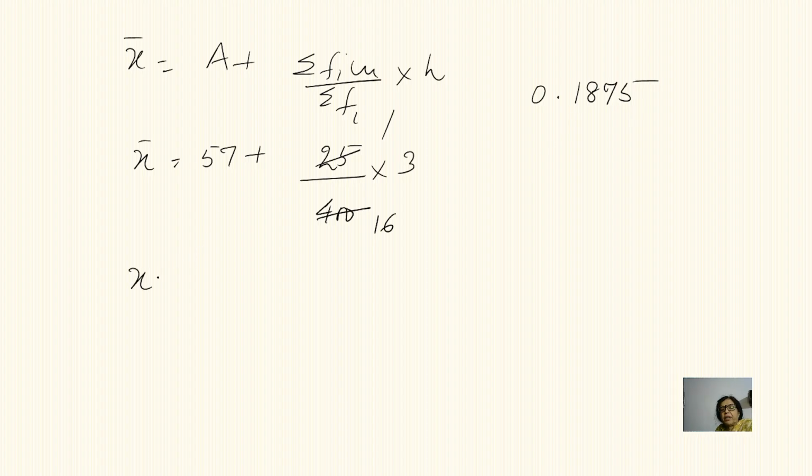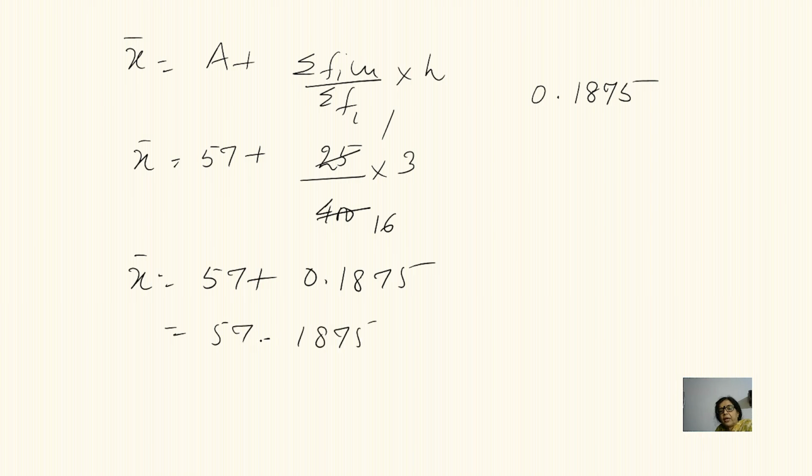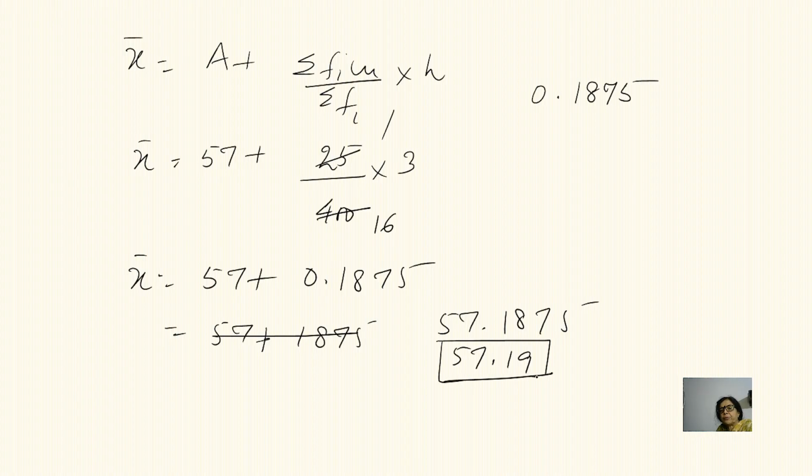Now X mean is equal to 57 plus 0.1875. So we can write it as 57.1875. And if you round it up, you can round it as 57.19. So the mean value of the mangoes per box is 57.19.